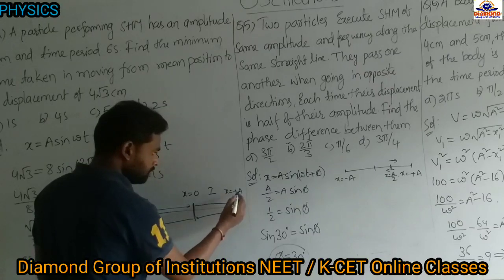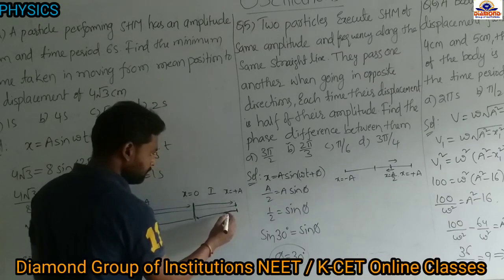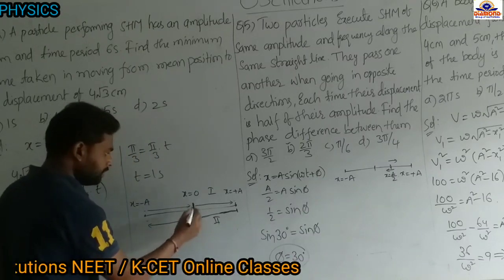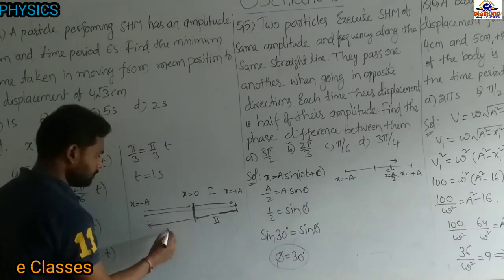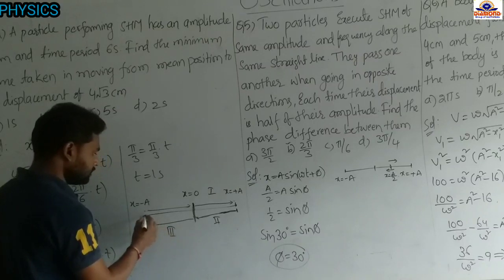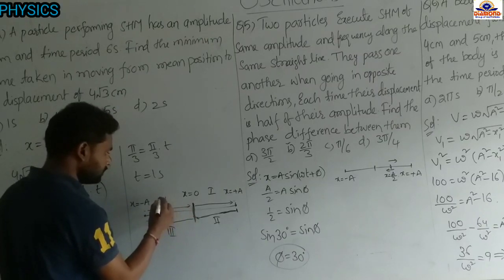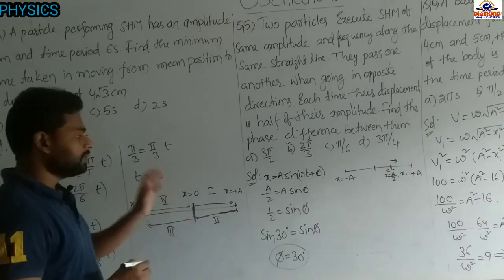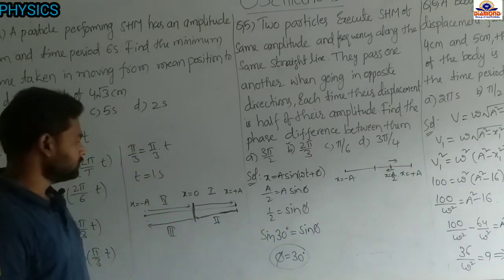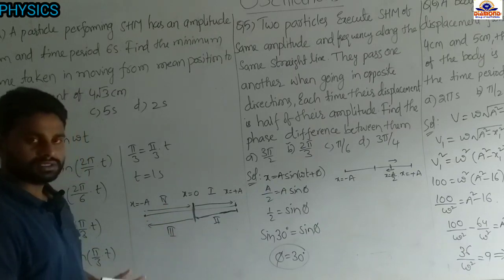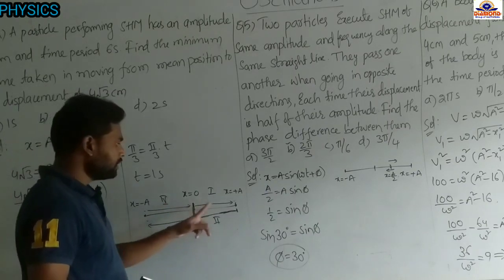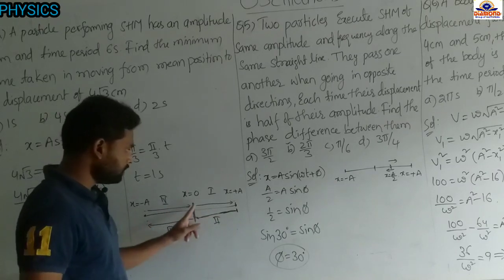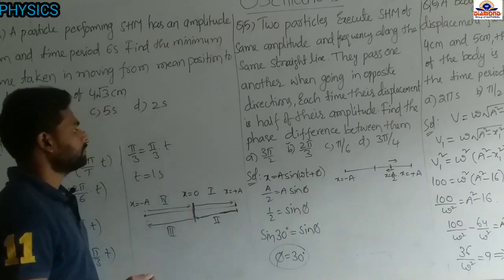So positive A to the extreme to the mean position, this is the second quadrature. From mean position to this extreme, third quadrature, and this extreme to this one, fourth quadrature. Then one oscillation will be finished. Remember this one. The phase diagram is also there, but compared with that one, this one is somewhat easy. So listen: mean to here, first quadrature; here to here, second quadrature; here to here, third quadrature; and here to here is the fourth quadrature.